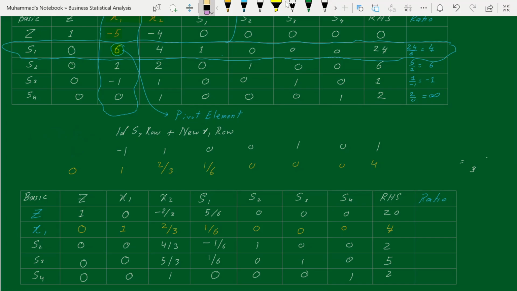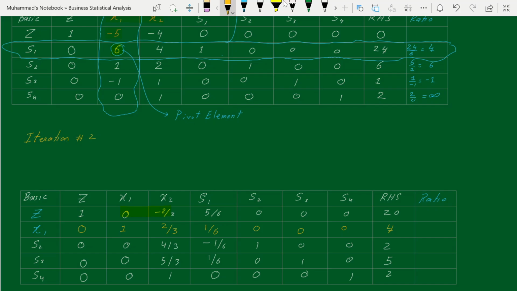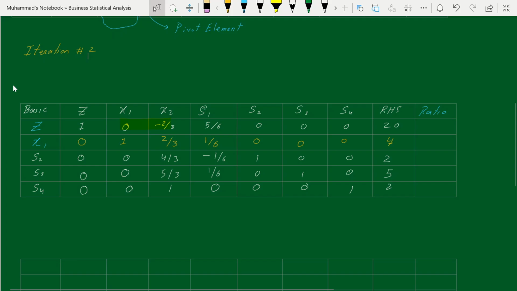I will just play it. So our iteration number 2 is completed, and then we will continue to iteration number 3, and we have to continue these iterations until we get zero coefficients of x1 and x2. Okay, so here is iteration number 2. We have completed iteration number 2. Okay, so I'll just rearrange it.